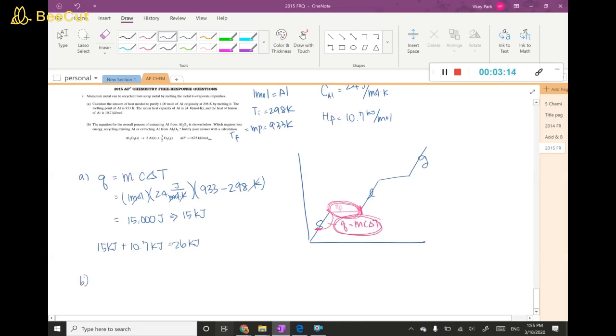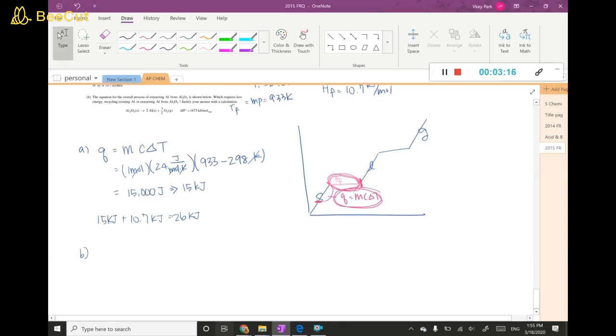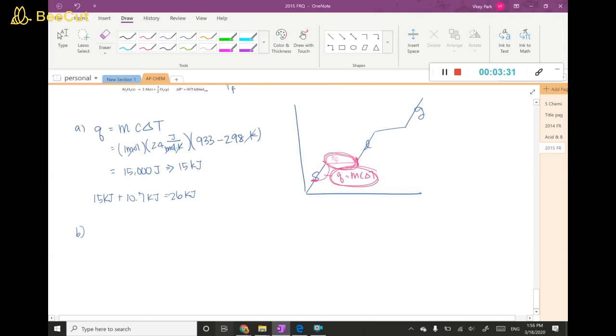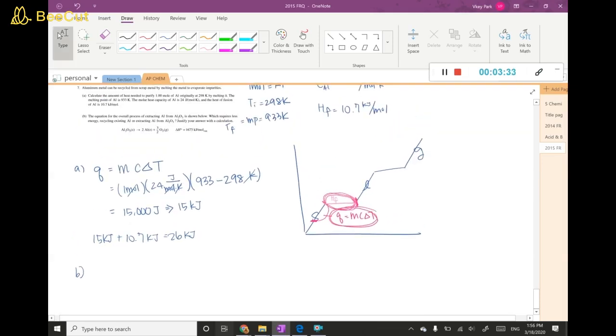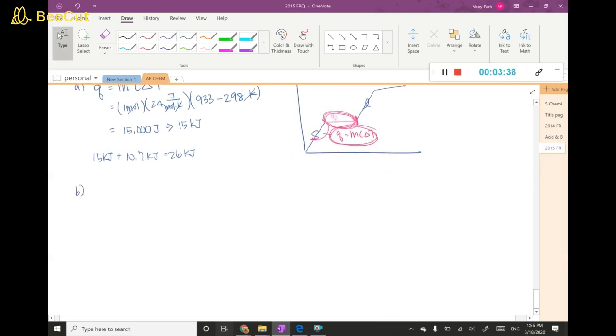All right, B. The equation for the overall process of extracting aluminum from aluminum oxide is shown below. Which requires less energy, recycling existing aluminum or extracting aluminum from aluminum oxide? Justify your answer. So for extracting aluminum from the ore, they gave us the equation right here, the delta H. So if I were to go back and do the delta H calculation, the delta H was 1675 kilojoules per mole of the reaction, right?